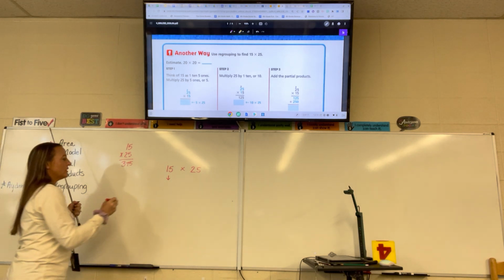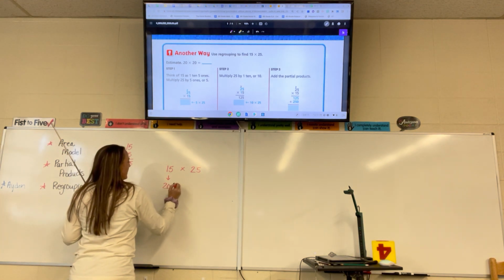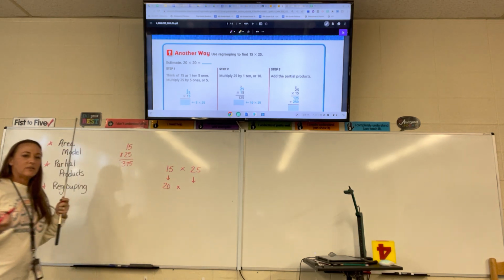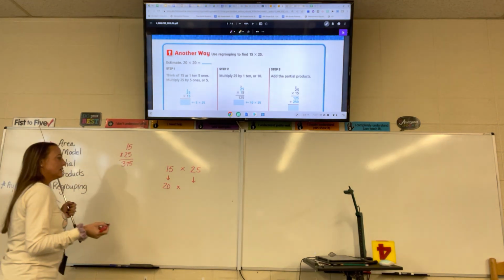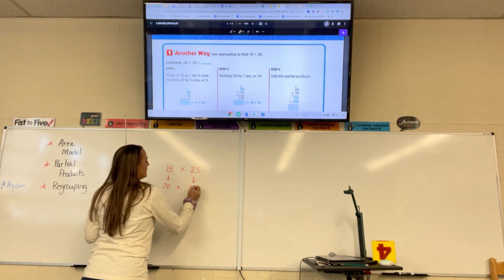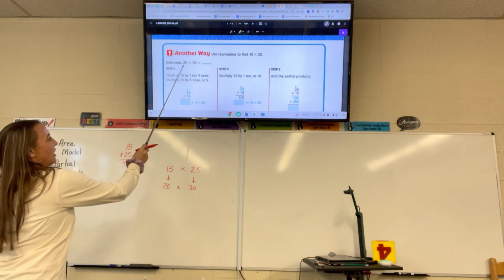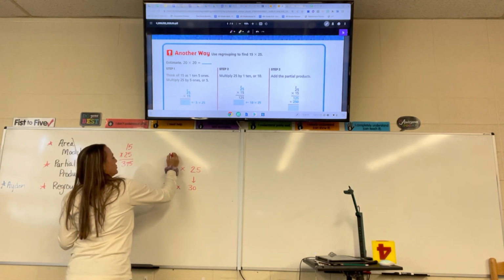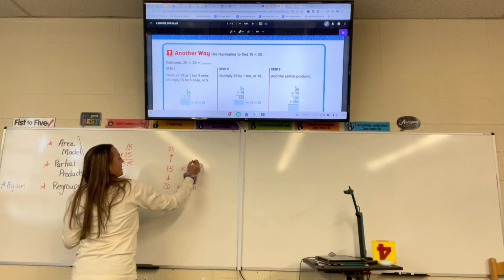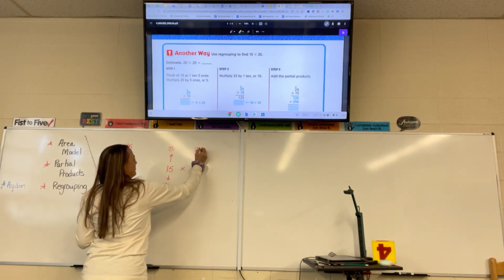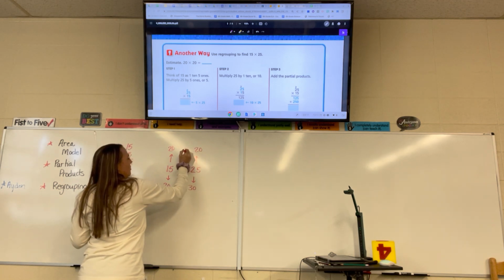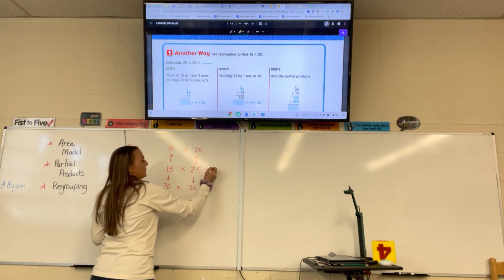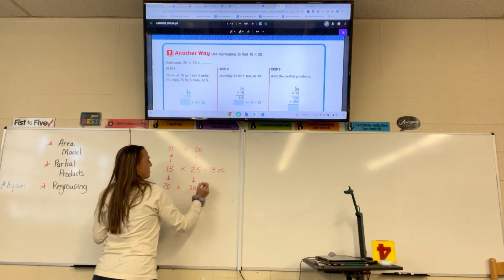Brody. 20. 20, good. And then what do we normally round 25 to? Annie? 30. 30. But look at this for a second, guys. On the estimate, they rounded 15 to 20, and they rounded 25 to 20. So why, when we actually did this problem, we got the answer 375.